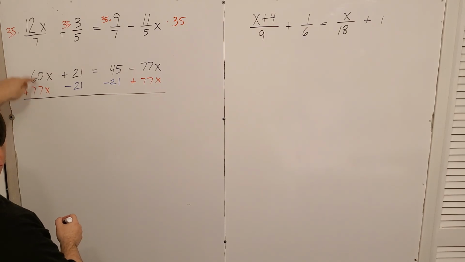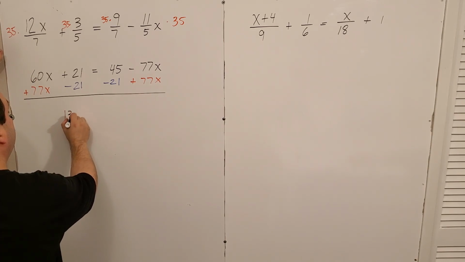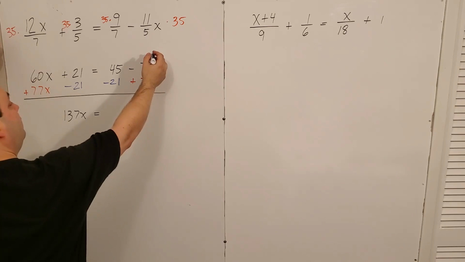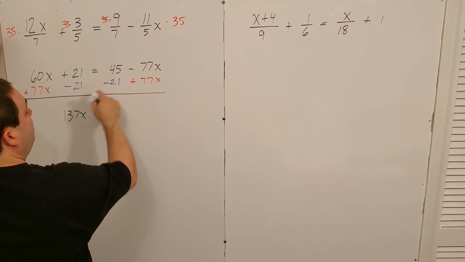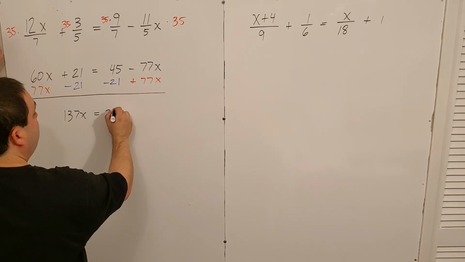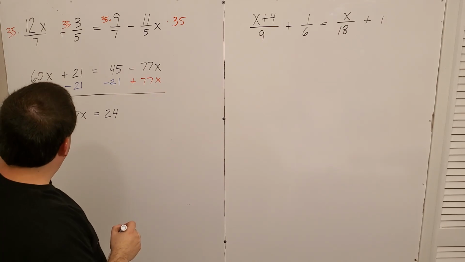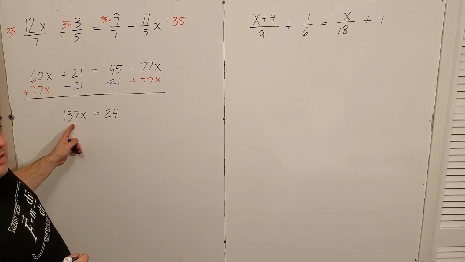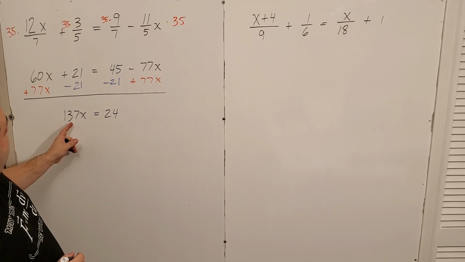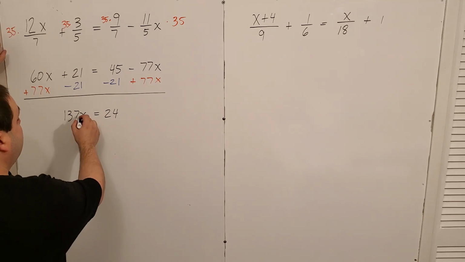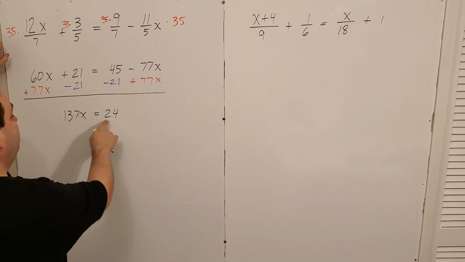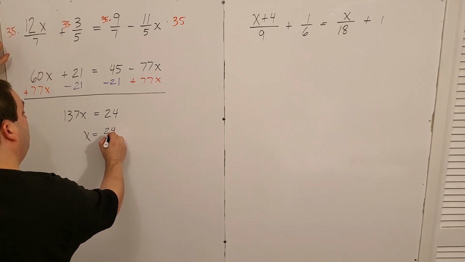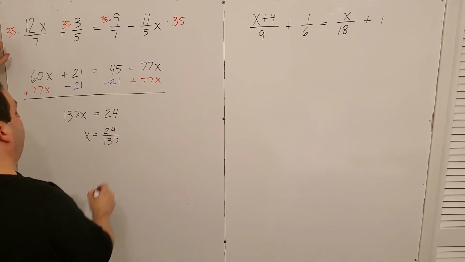Resulting in 137x. Over here, this eliminates. So 45 minus 21, 24. Okay. And then, of course, I'm going to want to divide both sides by whatever it takes to get rid of this number here. Since this is multiplied, I'm going to divide by 137. So I have 24 divided by 137.